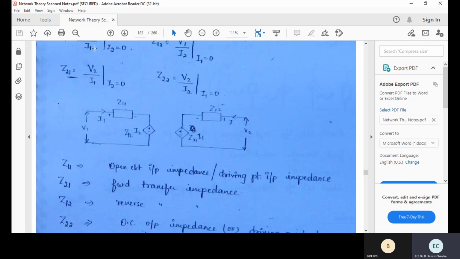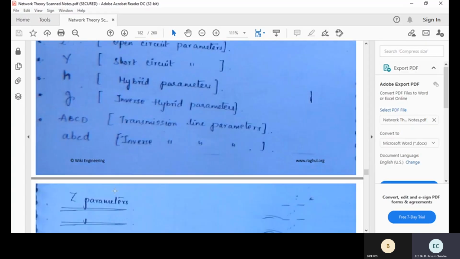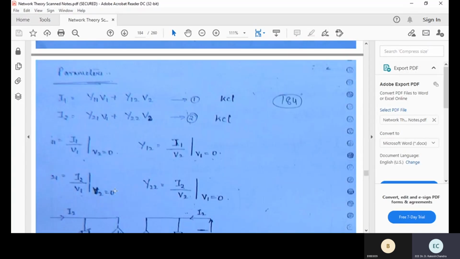Z11 is V1 by I1, so we can call it open circuit input impedance. Z22 is V2 by I2, both on the secondary side, the output side. V1 by I1 means input side, so Z11 is open circuit input impedance. Z22 means open circuit output impedance, V2 by I2. Z21 is V2 by I1, forward transfer impedance, and Z12 is reverse to it, so reverse transfer impedance.